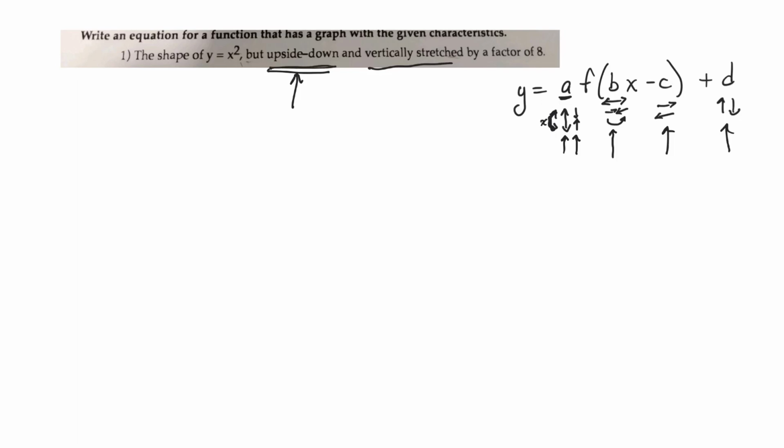But they say they're flipping it upside down, so that means my A here has to be negative. Then they say they vertically stretch the thing by a factor of 8, so that's also my A, that's my stretchy guy. And so to write my equation, this is the general one. To get it flipped upside down, I need to put a minus in front. To stretch it by a factor of 8, I put an 8 out front.